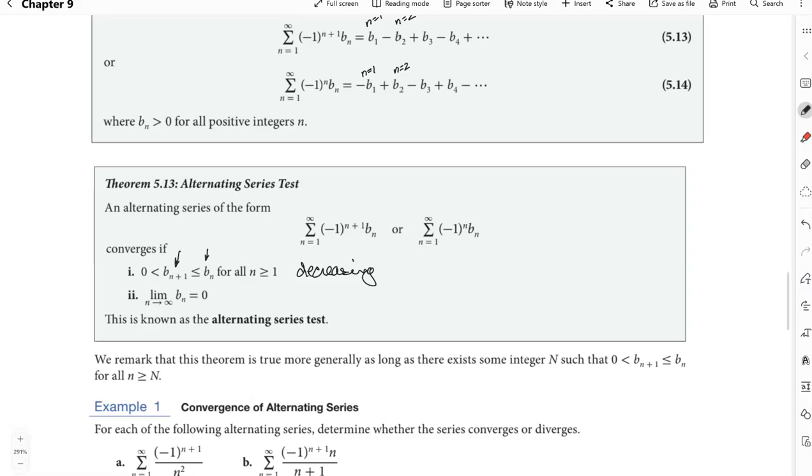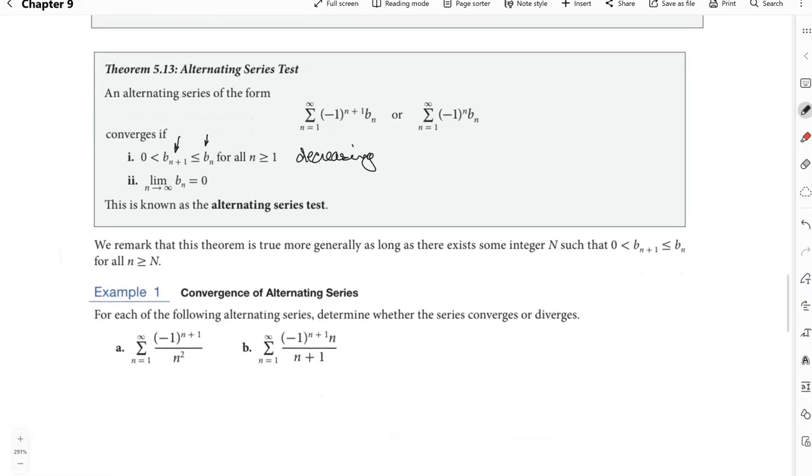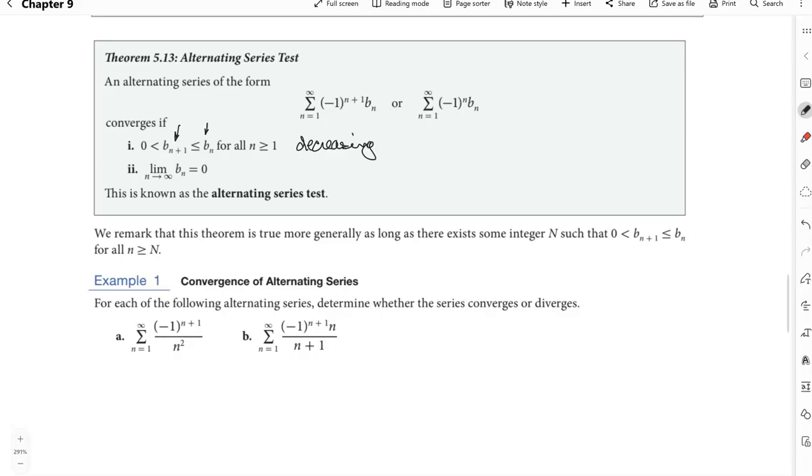And that's going to happen at some point in the sequence. Everything ends up decreasing. It does not have to happen initially. The first term or two or three, there could be a finite number of terms in the beginning where it's not decreasing, but then at some point, everything past that point decreases, is what that's trying to say. And then the second condition is the limit, as n goes to infinity of b sub n, has to go to 0. If those two criteria are met, then we have an alternating series that is going to converge.